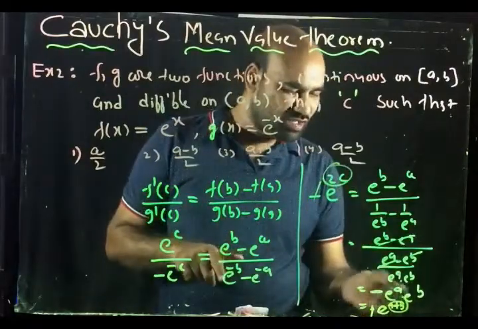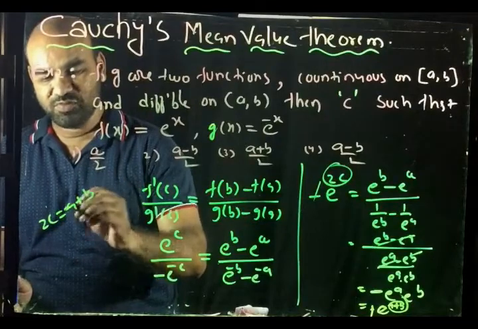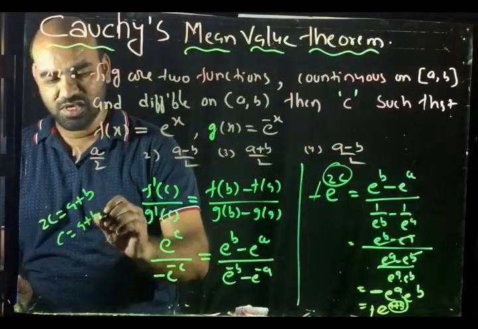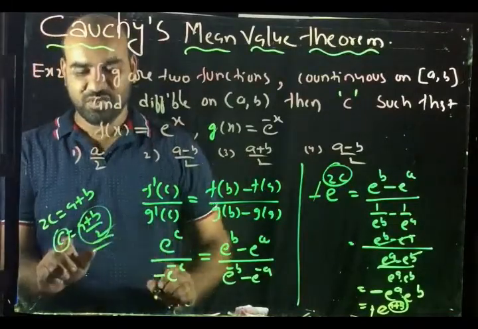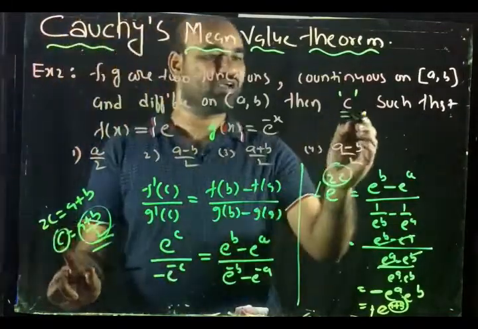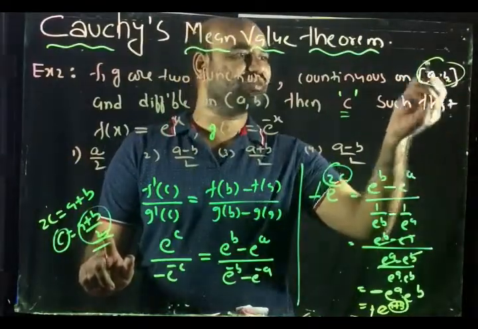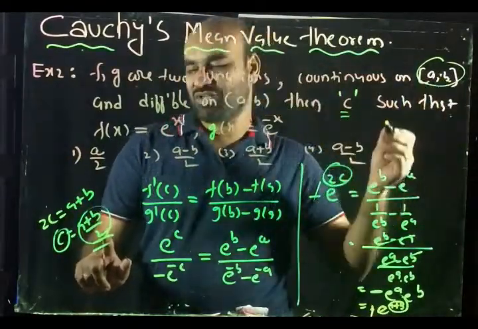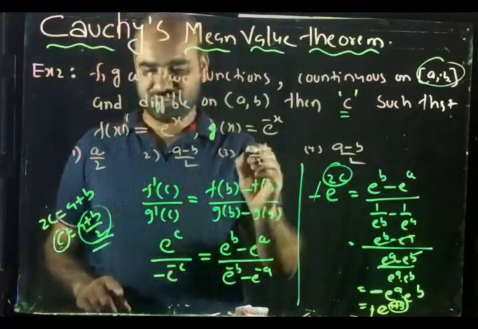Automatically, 2c equals a plus b, then c equals a plus b by 2. This is the required value of c, because c must lie between a and b only. A plus b by 2 means exactly the middle value of this interval only. So this is the required value. So option 3 is correct for this.